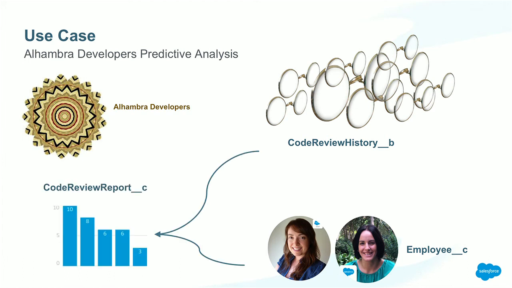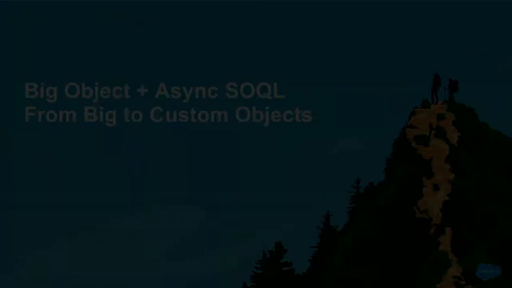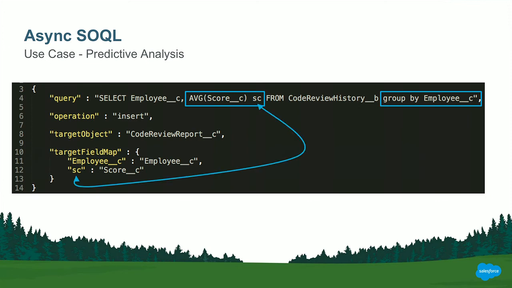In order to do that, we are going to just retrieve a score about the code reviews per employee. We are going to move from big objects to a custom one. The body is similar. We are going to do an average of the score that every single employee has in the code review history big objects. The only thing that we can highlight here is that in the mapping, instead of using a field, we are using the alias of this average. We can use it. And this example, finally, is generally available because we are reading big object records and creating custom ones.